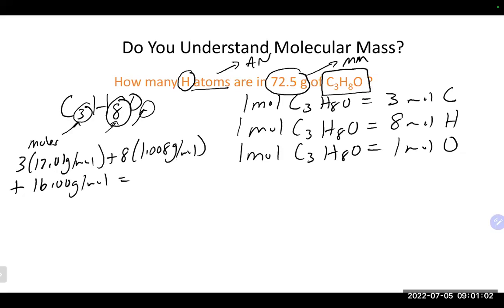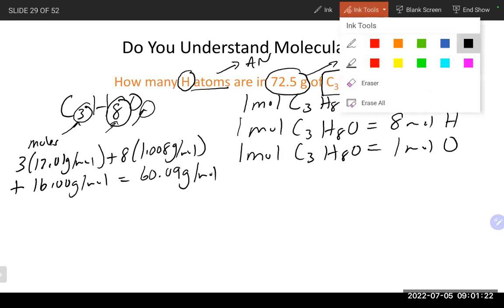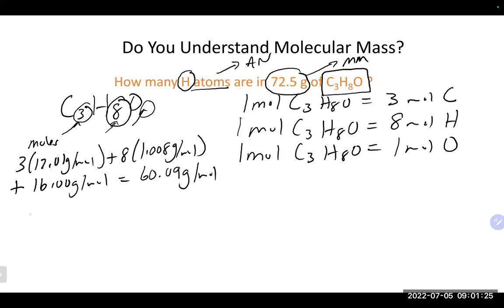Once again, all those numbers coming from the periodic table gives us 3 times 12.01 plus 8 times 1.008 plus 16. Looks like 60.09 is the molar mass here of this guy, grams per mole. So now that we have the molar mass of the entire thing, we could use that in the grams of the entire thing to start our calculation. So 72.5 grams of the entire thing. Using our molar mass here, we're going to do the grams on the bottom, 60.09 grams per mole.